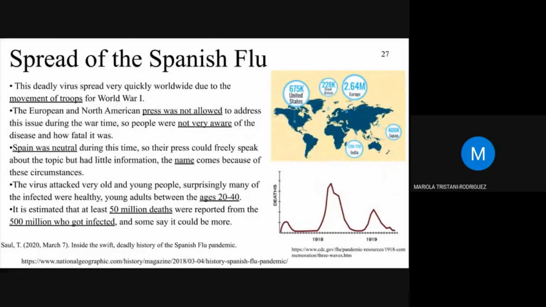So this is Mariela again, and I'm going to talk now about the spread of the Spanish flu. This deadly virus spread quickly because, as I mentioned, World War I was taking place, so that meant a lot of movement of the troops. The European and North American press was not allowed to address the issue during wartime. That meant that people were not very aware of what was happening and of the disease.